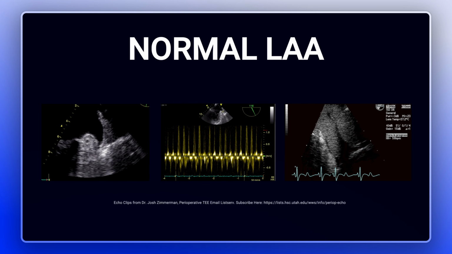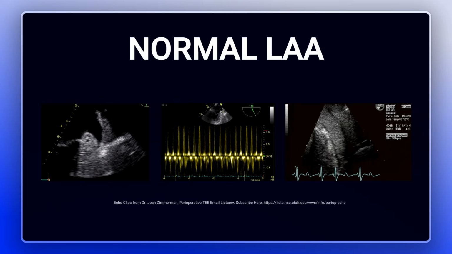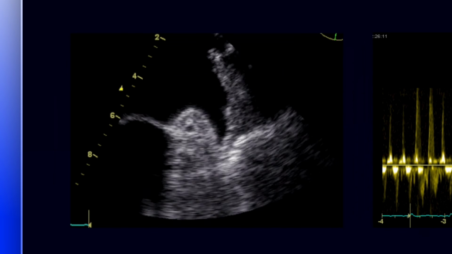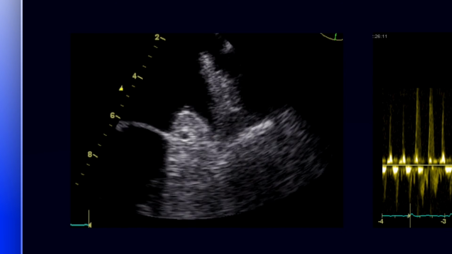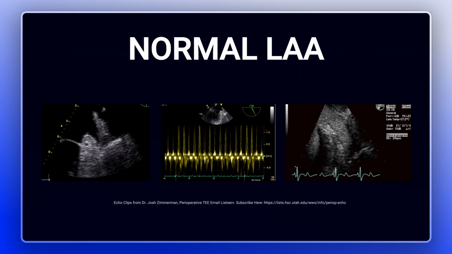Let's look at some images of a normal left atrial appendage that does not have thrombus. This patient on the left is in AFib with RVR, but has a left atrial appendage that is closing routinely and ejecting with no thrombus seen all the way down to the tip of the appendage. There's also not spontaneous echo contrast present.